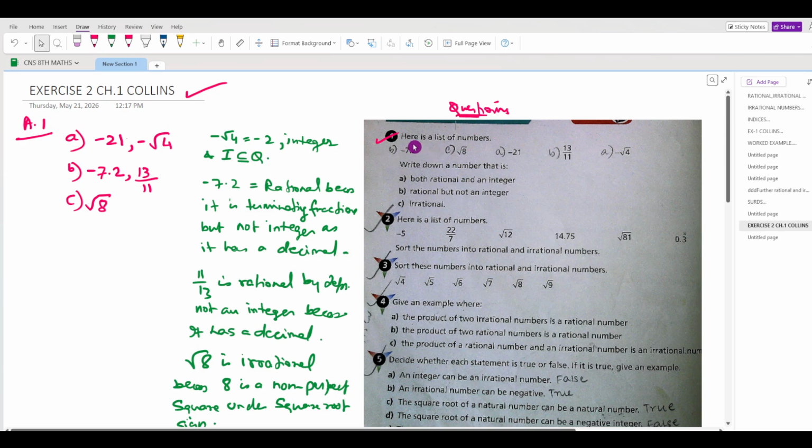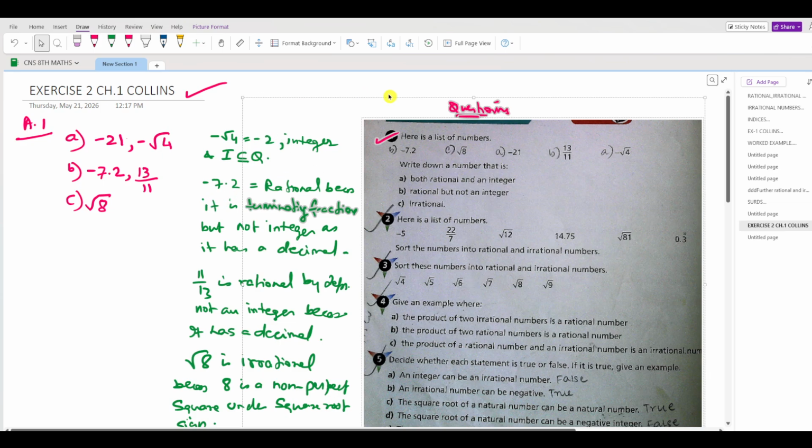Okay. Now, question number 1 says, here is a list of numbers, and the numbers you can see are minus 7.2, then root 8, minus 21. Sorry, minus 21, not root of minus 21. Minus 21, 13 upon 11, and minus root of 4. So these are the numbers.